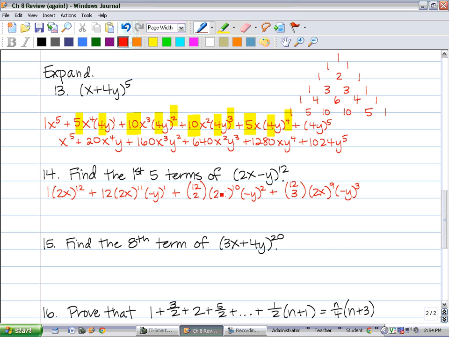Let's see, so we have 1, 2, 3, 4 terms. I need one more. 2x is to the 8th. Negative y is to the 4th. Coefficient out front, 12 choose 4. Okay, so now we go back and simplify.